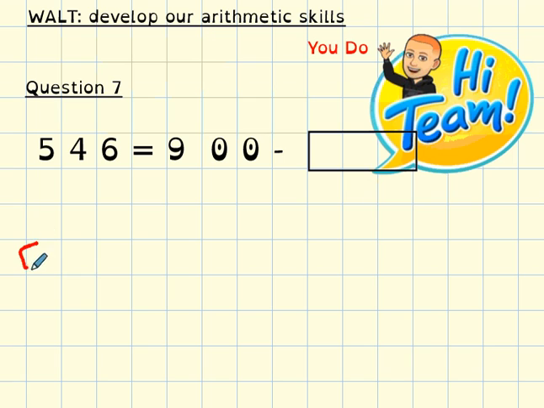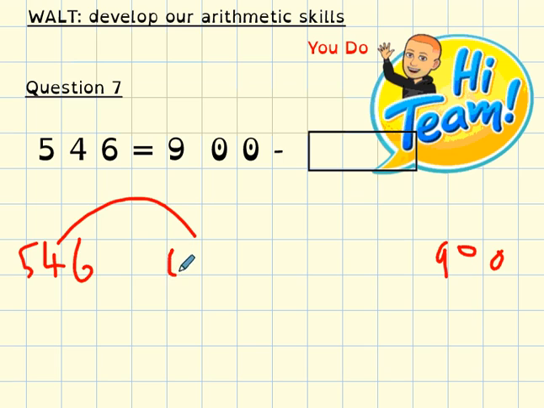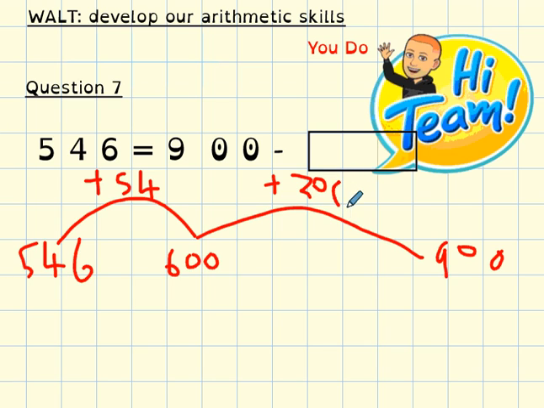Question 7. 546 at this side, 900 at this side. Get from here to a nice multiple of 100. So the next 100 number would be 600. To get there, I've added 54. 600 to get to 900 is adding 300. In total, you've added 354, which makes the calculation balance on both sides.